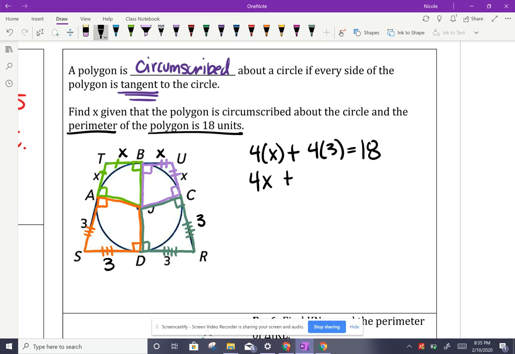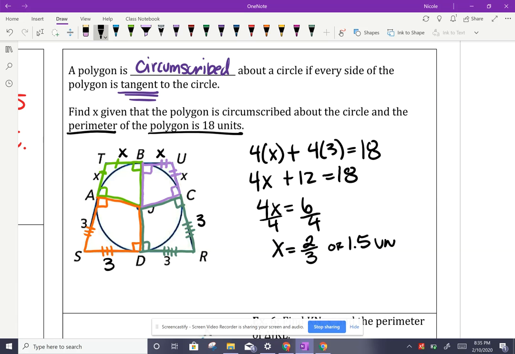So 4x plus 12 equals 18. 4x is equal to 6. Divide by 4, divide by 4. I'm going to simplify that, and I get 3 over 2, or 1.5 units. Remember, it gave me my units, even if it's just the word units, so I have to use it.